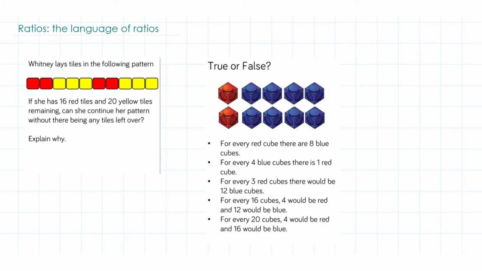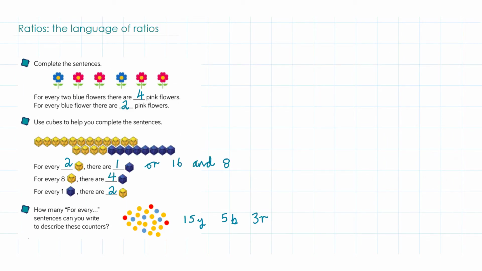Once you've done those, there's some problems for you as well, which should hopefully get you thinking a bit more deeply about ratios. So in the first one, Whitley lays down those tiles in that pattern. Questions for you about that, and then some true or false questions about the red and blue cubes. I'm going to give you the answers to all of these questions very, very soon. So pause the video here if you still need to go through them by yourself. Let's look at the first 3 questions.